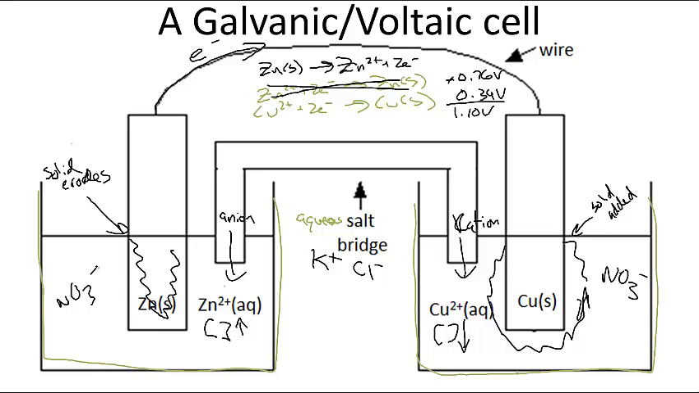You're not flipping the reaction. You're not physically changing the reaction. You just know information about these two half reactions, and so you're seeing which way it's going to work out.